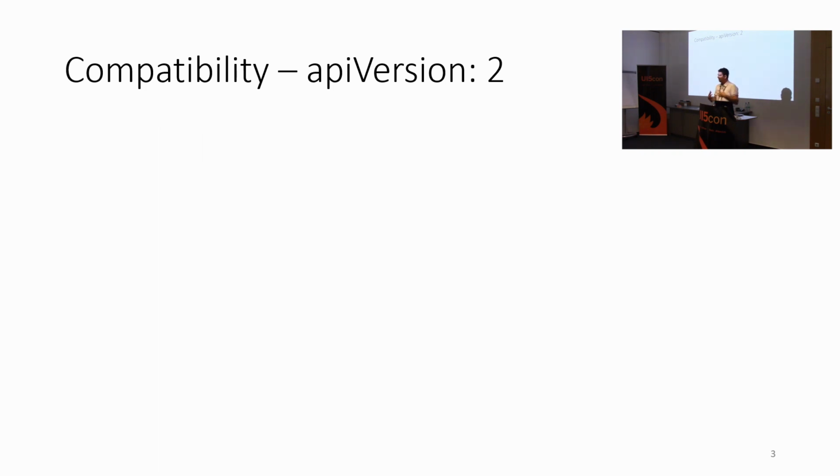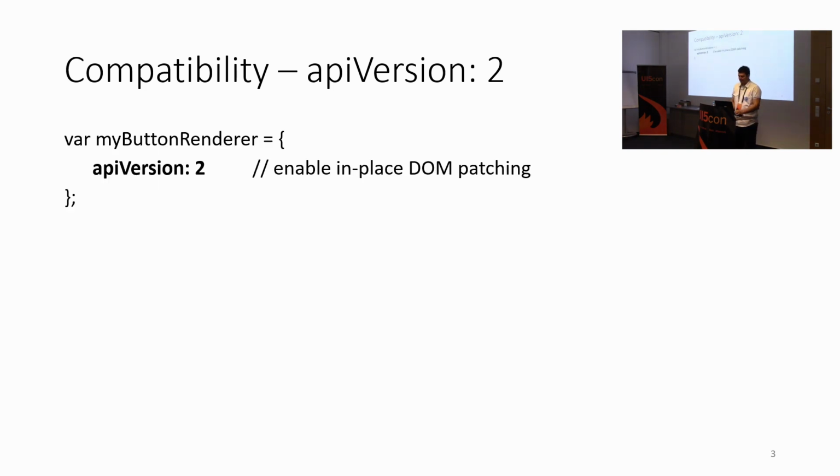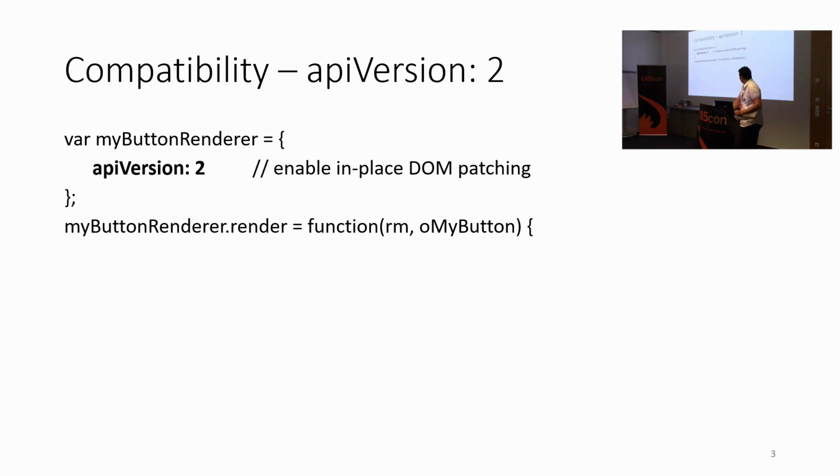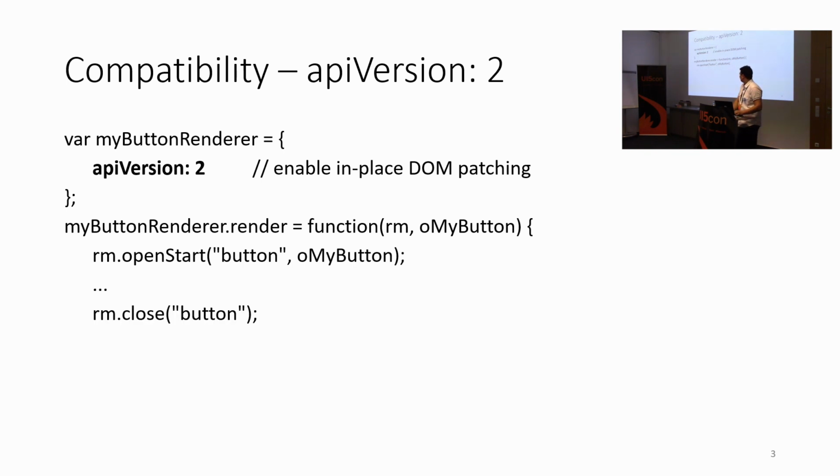In that case, we need to understand the compatibility, and that's why we have a little flag for it, where you are saying in your renderer, I would like to use the new rendering technology of UI5. Actually, it's just the API version 2 flag that is set, but then you have to use our new APIs. You need to check the API documentation a little bit. And then you can just close this one.